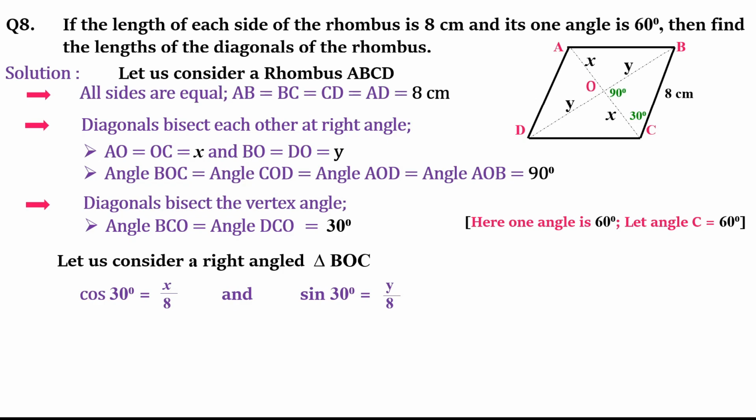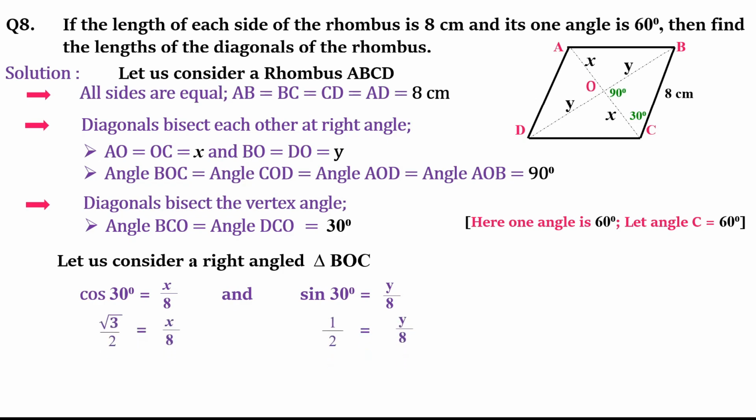So which T ratio is suitable over here, connecting hypotenuse and base? That is cos 30. Cos 30 is base upon hypotenuse. So I have written cos 30 is equal to x by 8. Similarly, I will take sin 30, because sin 30 is perpendicular upon hypotenuse. Here perpendicular is y. So again in the second T ratio, all other parts are known except y. So I can easily find the value of x and y.